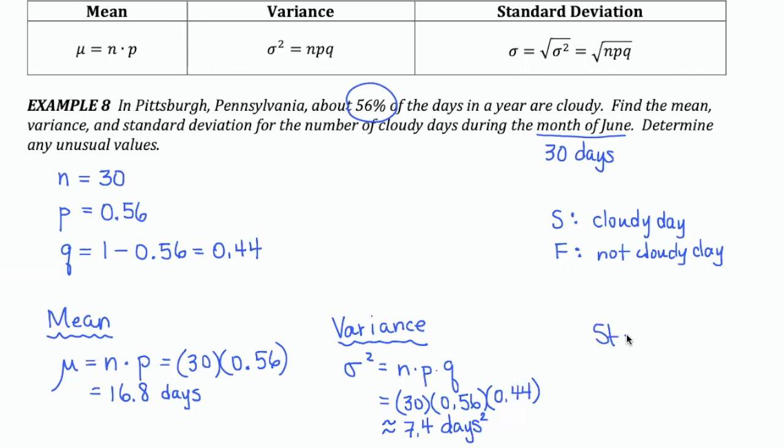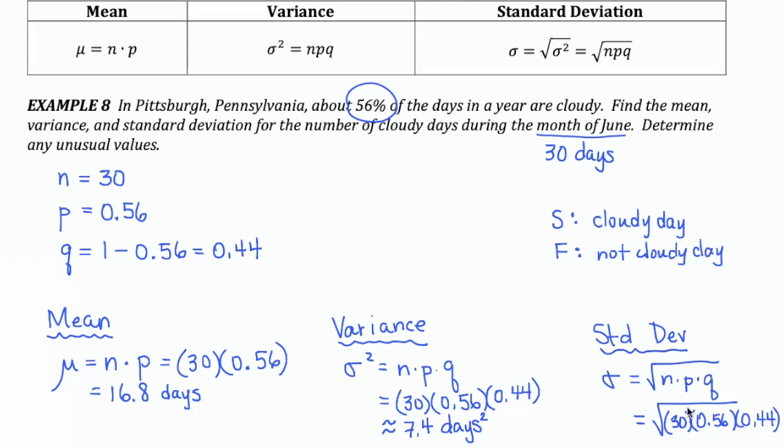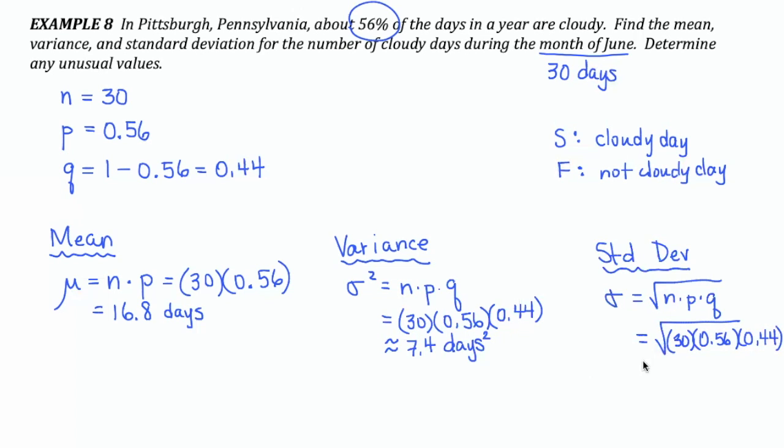So the last step is to calculate the standard deviation. We're just going to take the square root of what we got for N times P times Q. Again, not using a rounded value, so I want to make sure that on my calculator screen I have 30 times 0.56 times 0.44 and put all of that under a square root. And that's going to give us approximately 2.7 days. And that's telling us how spread out the data is from the mean.